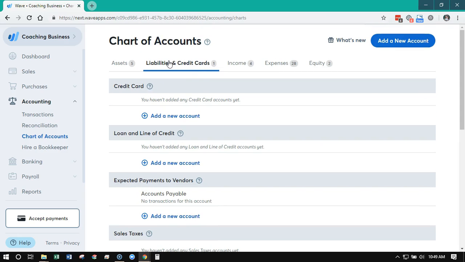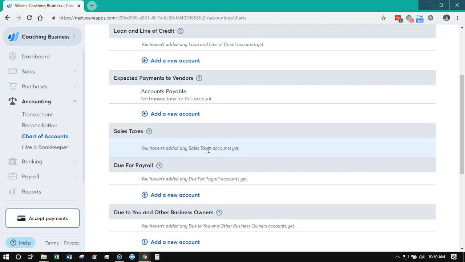Liabilities and credit cards. So liabilities are money you owe. This is money you owe other people. Hence, if you have a credit card or a loan or line of credit, this is where those would go. I don't have any listed or connected in here as of right now. And then if you use the bills feature in Wave, or you buy things from vendors on terms, so you don't have to pay them right away, that's what accounts payable would be.